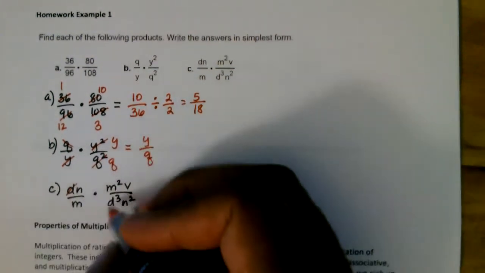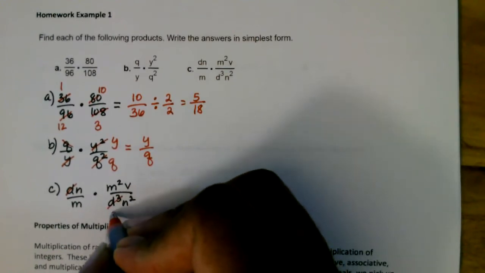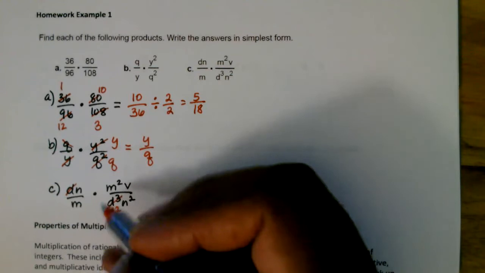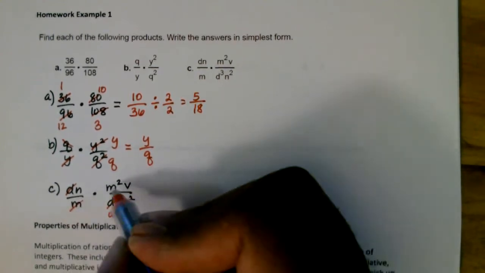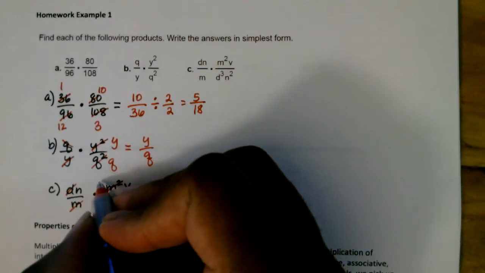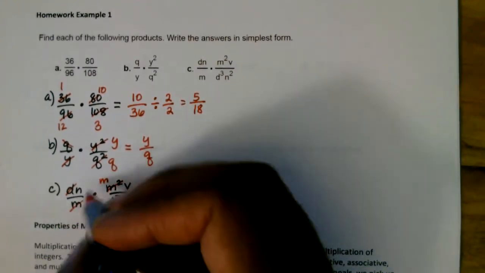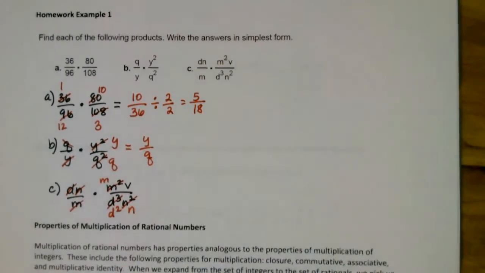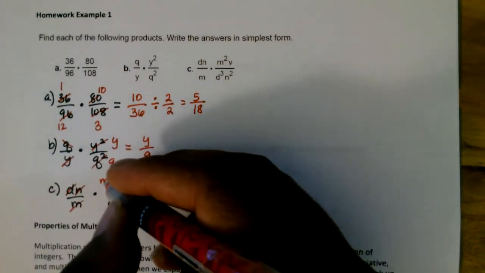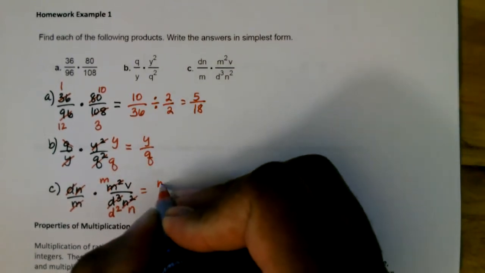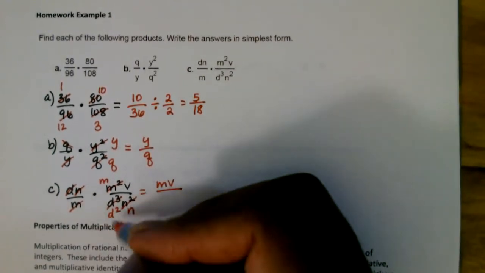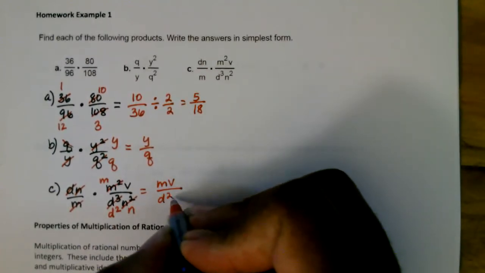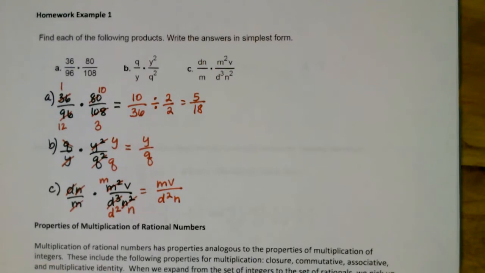One of the D's, this D will divide out with one of the D's in D cubed, leaving you with D squared. And one of the M's, this M will divide out with one of the M's in M squared, leaving you with an M. And then this N divides out with one of the N's in N squared, leaving you with an N. So what's going to be left in the numerator will be M times V, or MV. The denominator will be left with D squared times N. So it'll be MV over D squared N.